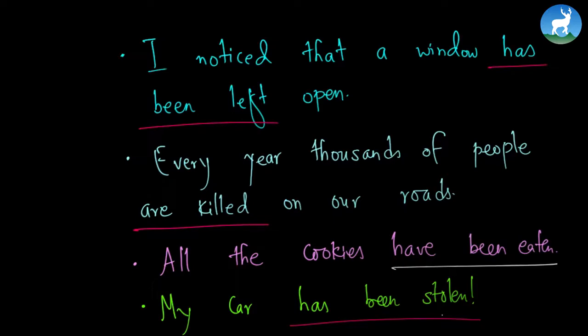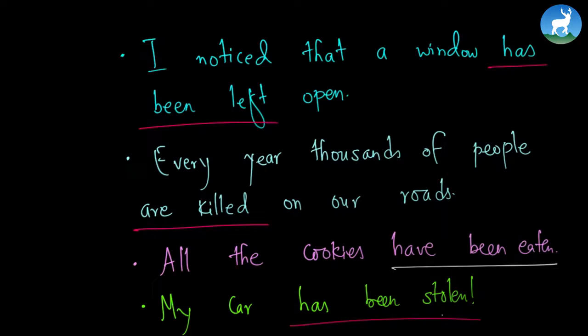Better sentence, right? All the cookies have been eaten. Somebody has eaten all the cookies, or my brother has eaten all the cookies. My car has been stolen. Somebody has stolen my car. In all these sentences, the interest is in the person or object that experiences an action rather than the person or object that performs the action. So we are focusing on objects, not the subjects, right?